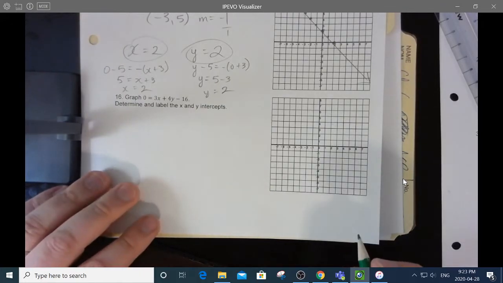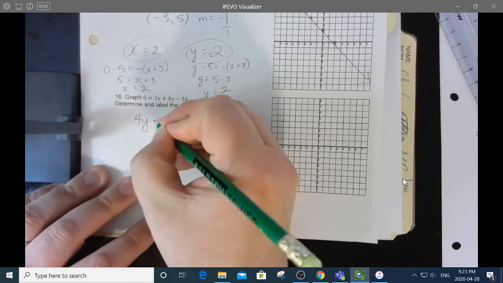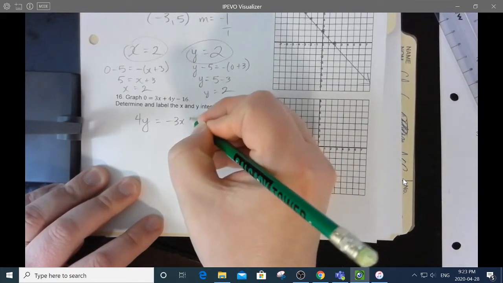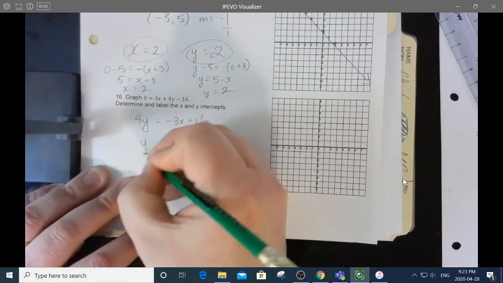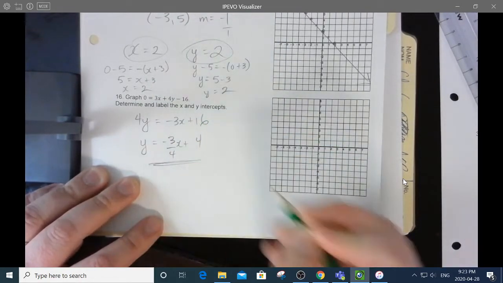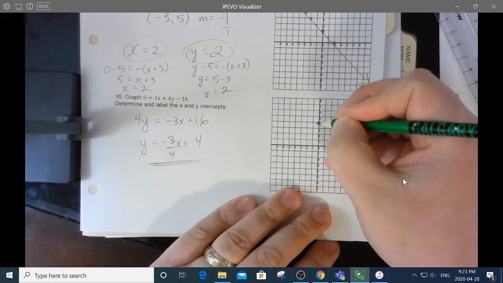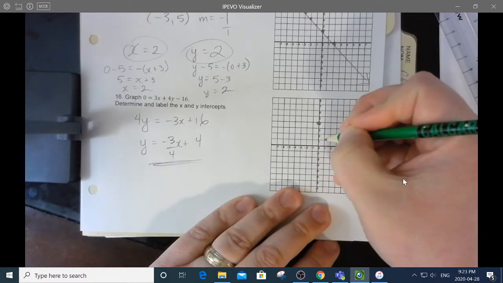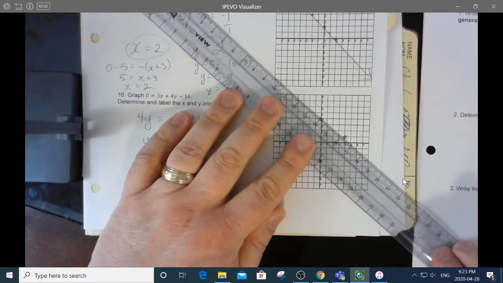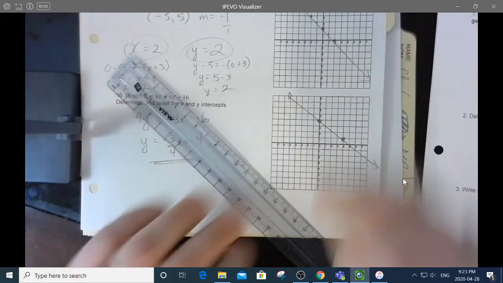change this to y equals mx plus b. So I'm going to change this into y equals mx plus b by first of all minusing 3x from both sides and adding 16 to both sides. Then I'm going to divide both sides of the equation by 4. And don't forget the x. And there we go. So it has a y-intercept of 4. And then I go down 3 and over 1, 2, 3, 4 to get another point. And there we have it.